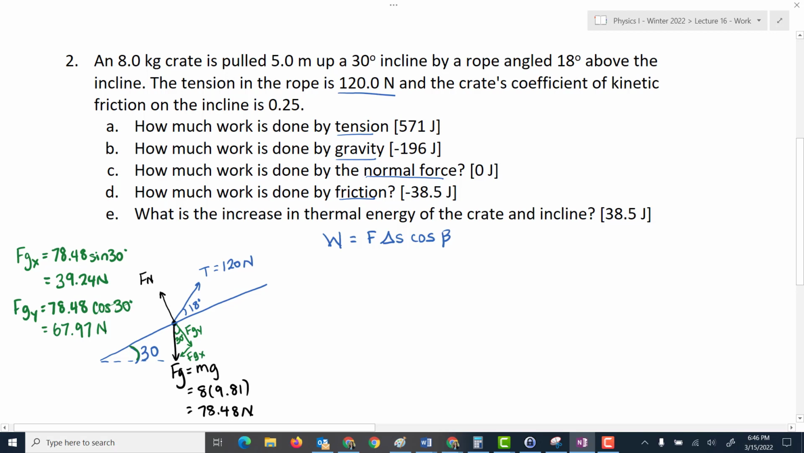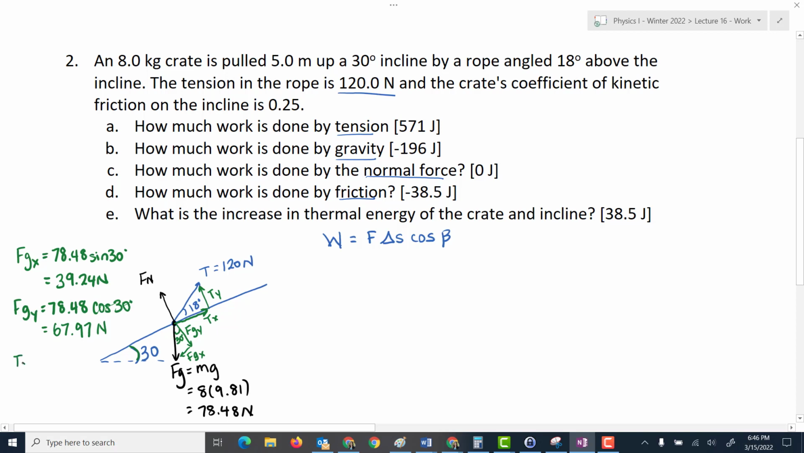Okay. Also, my tension, I'm going to want to decompose it into x and y components, so I'm going to find that as well because my tension is also on an angle from my ramp. So this would be my tension x, and this one would be my tension y. So let's find that next.